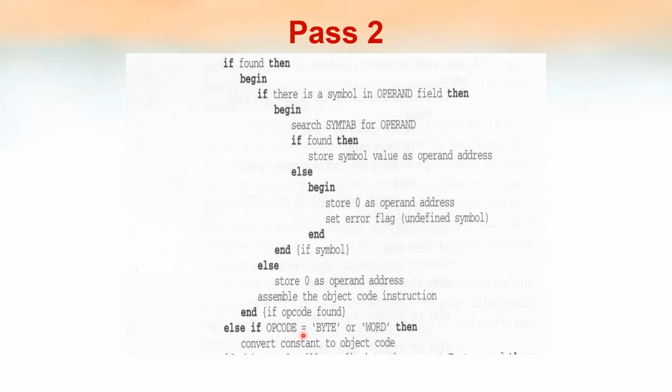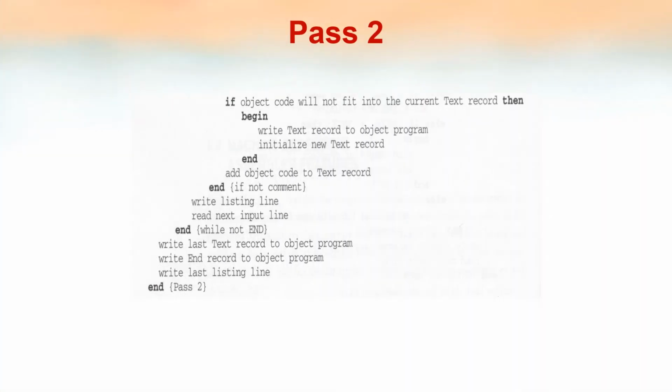If the opcode is not found in OPTAB, we have to check whether the opcode is BYTE or WORD. BYTE or WORD means convert that constant to object code. The constant value, for BYTE or WORD, will be constants, so the hexadecimal representation of those constants we have to write as the object code. For RESW and RESB, there is no object code, so that is not given in the algorithm.